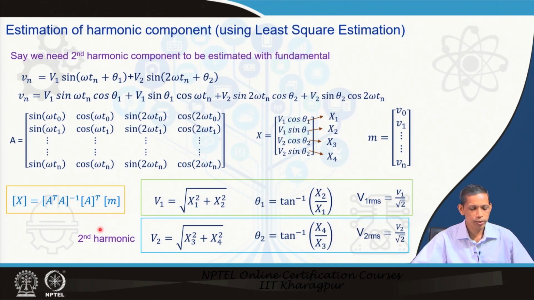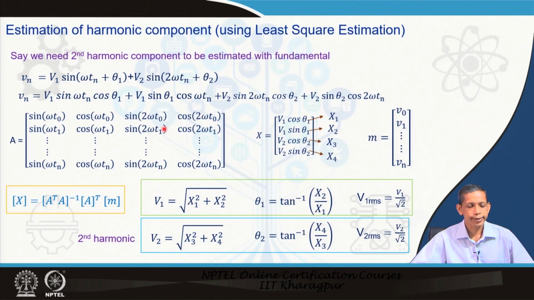So, if you would like to get the second harmonic components, then you have to formulate the least square algorithm and use the pseudo inverse perspective, where the corresponding A matrix is changed and so also the X matrix. Then you can get the second harmonic component along with the fundamental. You can include other harmonic components in the system also.